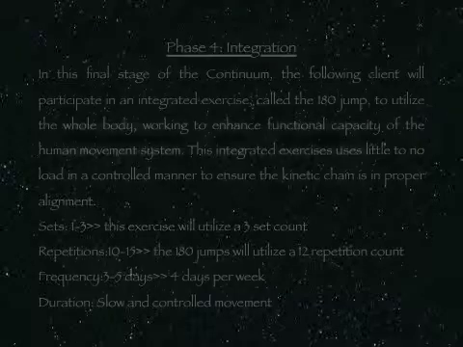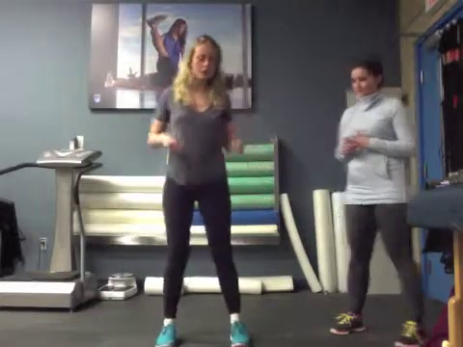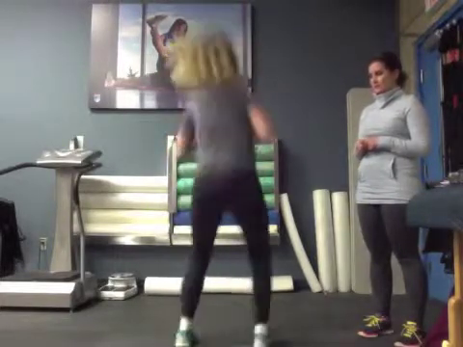To finish off the continuum, we're going to be doing the integrate phase. So we are going to be doing the 180 jump, which is going to activate the TFL and glute med, and pretty much everything in the lower extremity. So what we're going to do is start here, and then Fallon is going to jump 180 degrees, and she's going to jump back. We're going to do this 12 times, and then she's going to go the other way.